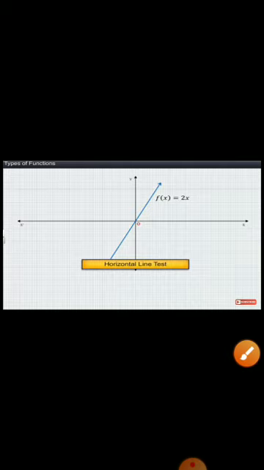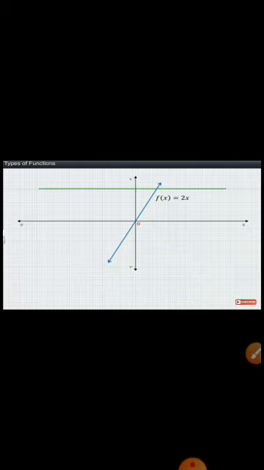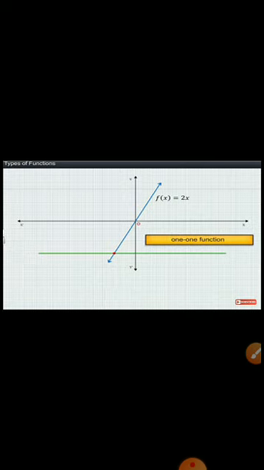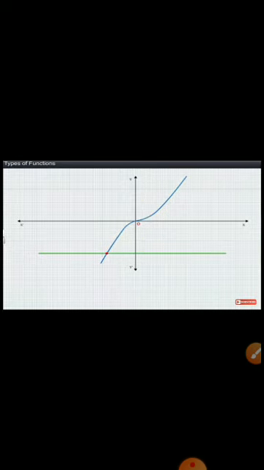That means if a horizontal line intersects the given graph of a function in exactly one point, then the given function is 1, 1 function. Okay, so this is your horizontal line test. Okay, so we can draw a horizontal line, it will intersect only in one point, and hence it will be 1, 1 function. Now see, this is another graph.